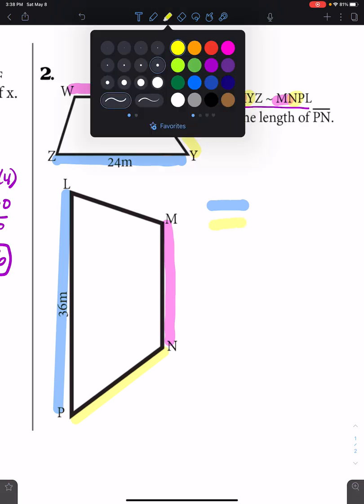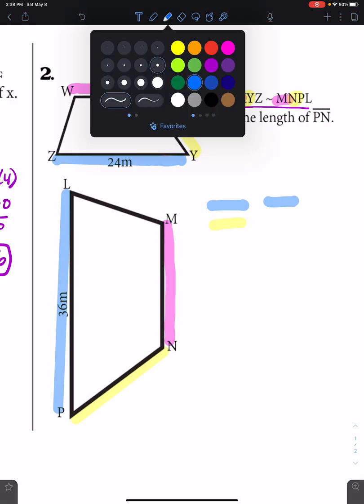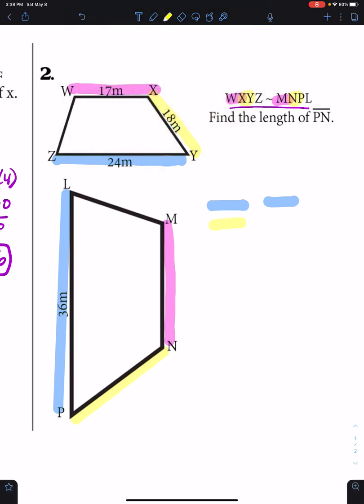So I can do blue over yellow equals blue over yellow. I'm not using the pink because pink is not one of the sides I was given or one of the sides that I was trying to find in the big trapezoid. So let's do little blue over little yellow equals big blue over big yellow.